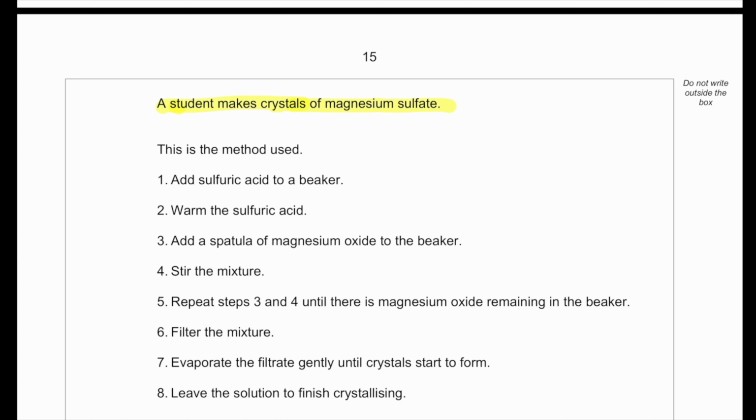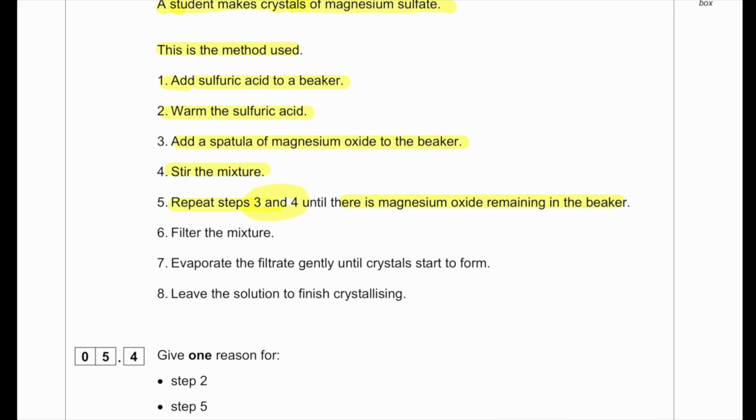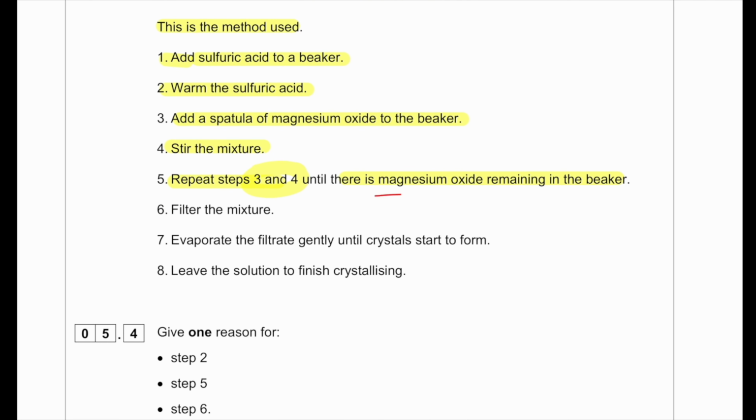A student makes crystals of magnesium sulfate. The student uses this method. Add sulfuric acid to a beaker, warm the sulfuric acid, add a spatula of magnesium oxide to the beaker. Stir the mixture. Repeat steps 3 and 4 until there is magnesium oxide remaining in the beaker. This is to ensure that all the acid is reacted. Since the magnesium oxide is insoluble, we can put it in excess. And if there is no acid, the magnesium oxide will not react.